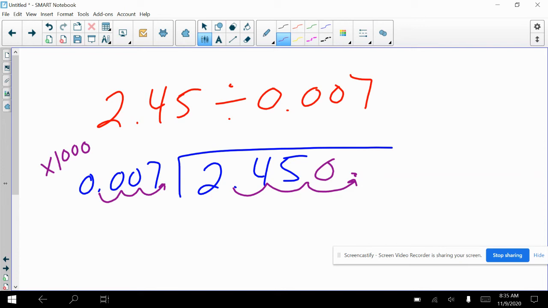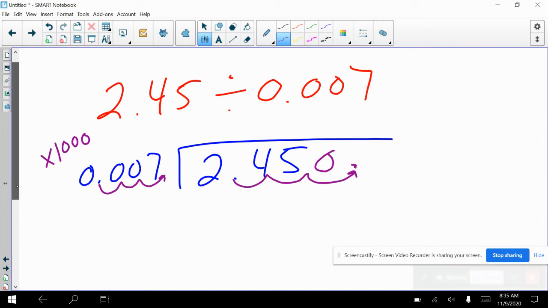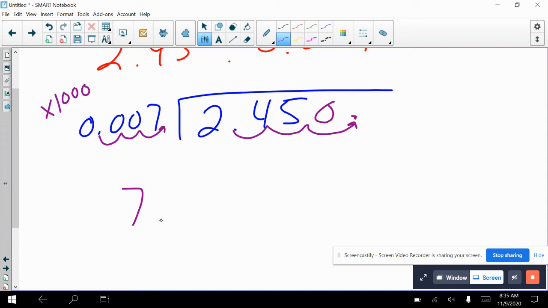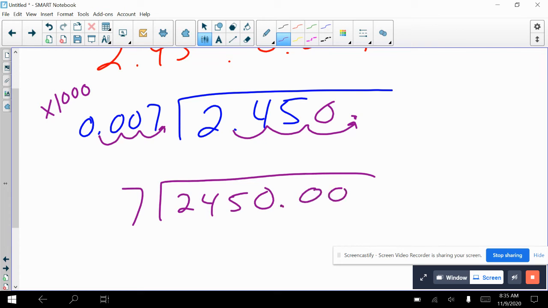Not only do we have them in our divisor as we did with whole numbers, but now you may have to annex zeros in the dividend. And again, one of the most common mistakes is forgetting your decimal point, which I'm not sure why, because that's what we're doing. We're dividing decimals. You have to have a decimal point somewhere. All right, here we go.